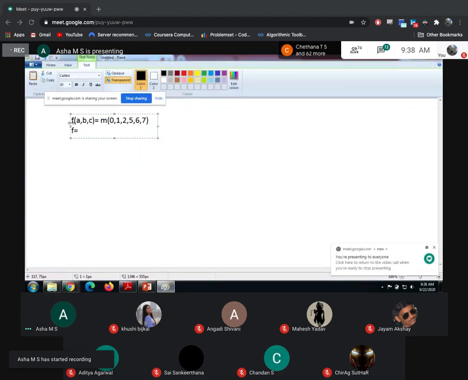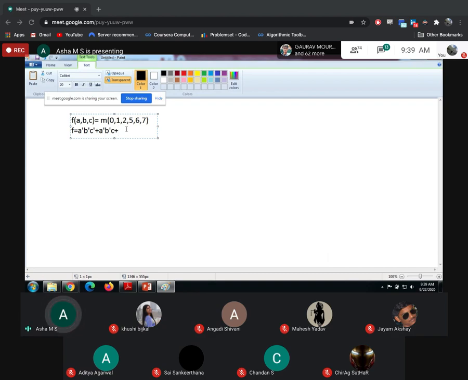How to convert? We have three variables here. 0 means a bar, b bar, c bar. Plus 1, which is represented by 0, 0, 1, means a bar, b bar, c. Next I have 2. 2 means 0, 1, 0. Wherever 0 is there for the corresponding variable, make it an inverse. Wherever 1 is there, write the variable as it is. 0, 1, 0 means a bar, b, c bar.